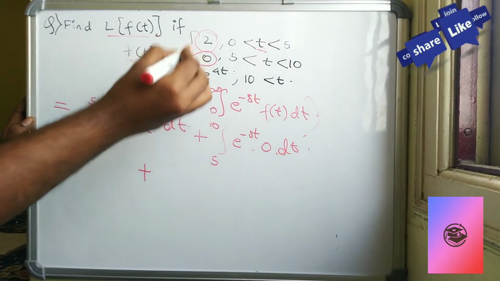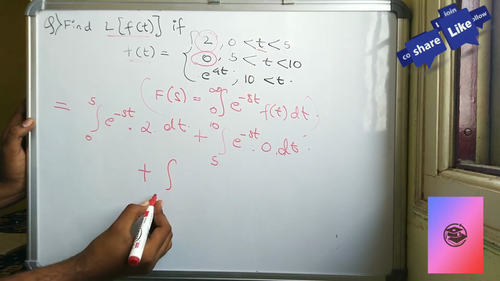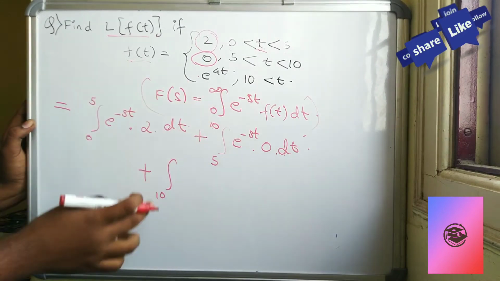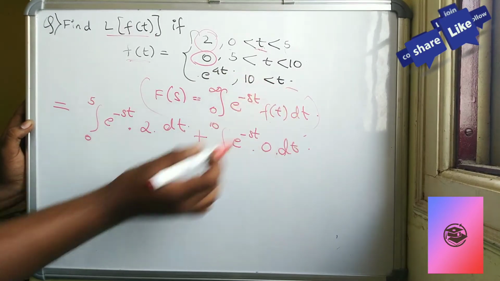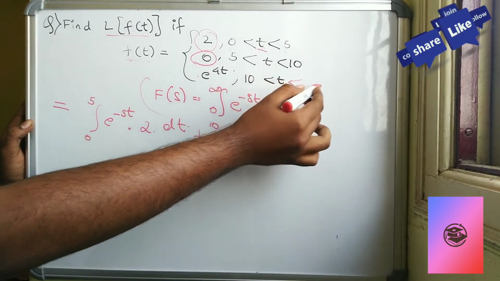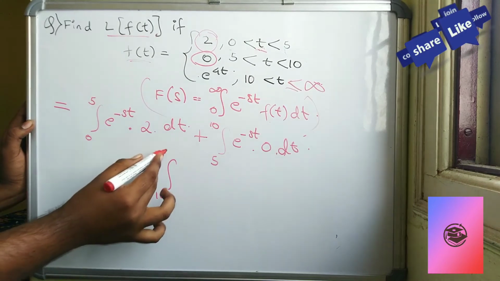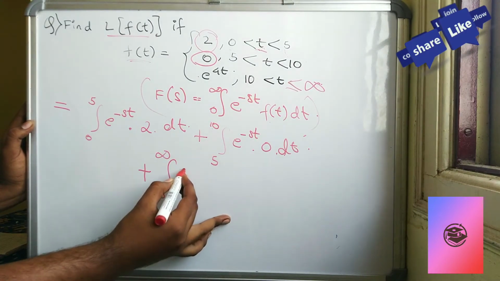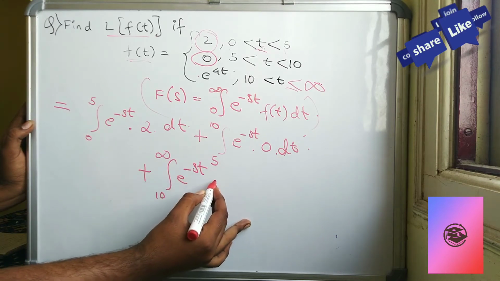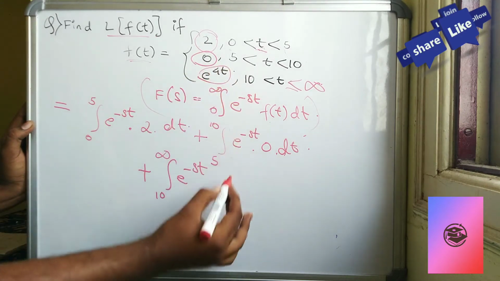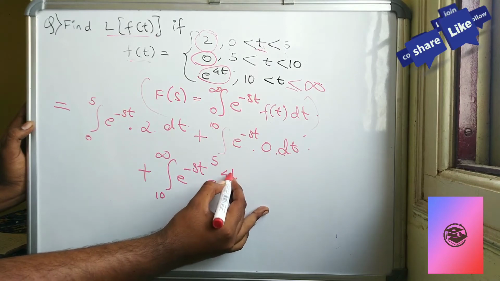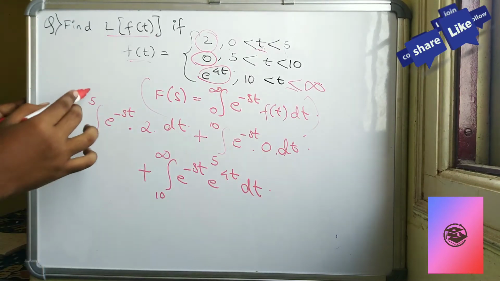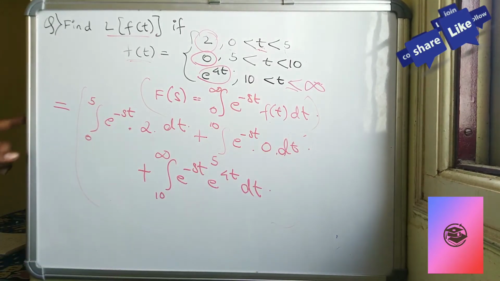Plus one more function is there. Now 0 to 5 is over, 5 to 10 is over. Now 10 to what? It is not given 10 to something, so it basically means 10 to infinity. So it's basically 10 to infinity, e power minus st into f of t. What is the function of t here? That is e power 4t into dt. So this is the whole thing.